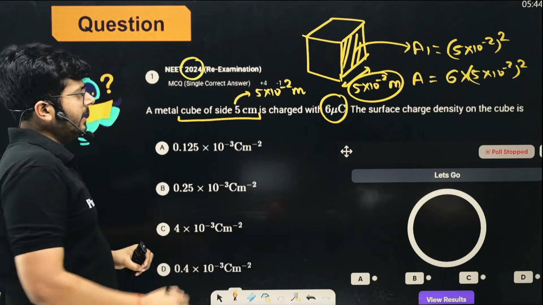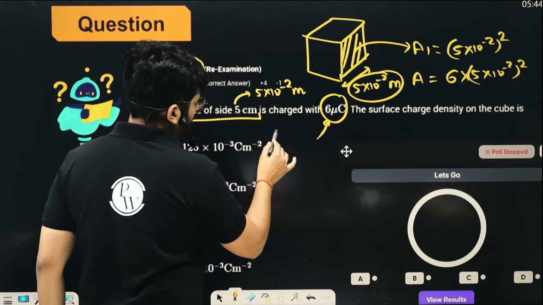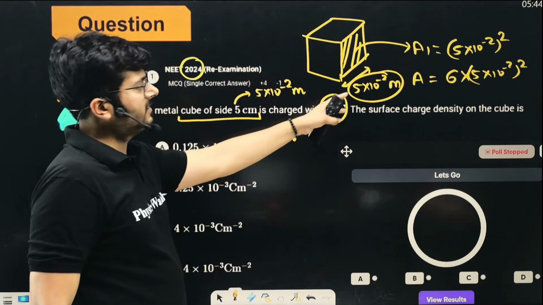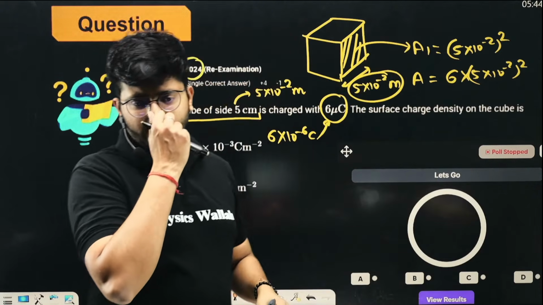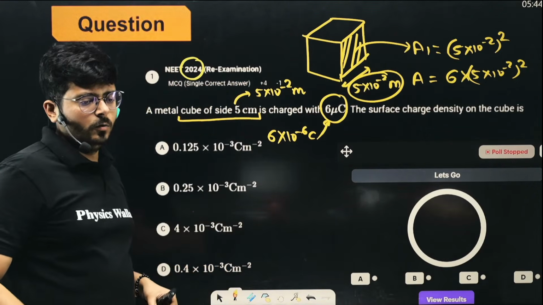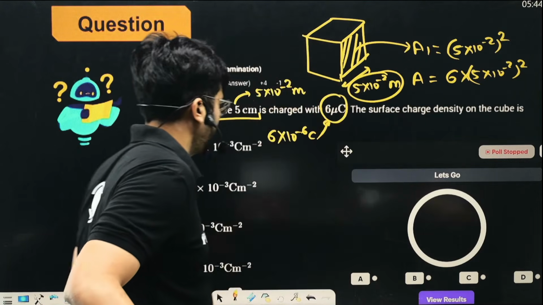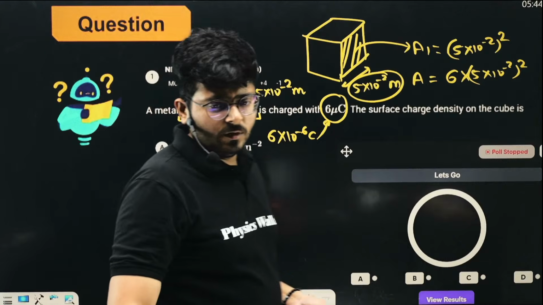Once we know the total area, what is the total charge? 6 microcoulomb. It is 6 into 10 to the power minus 6 coulomb, right? This is the charge. This is the area. Divided by that, you will get the answer. I hope the idea is very, very clear, right? Okay. So let's move on and talk about the next idea.